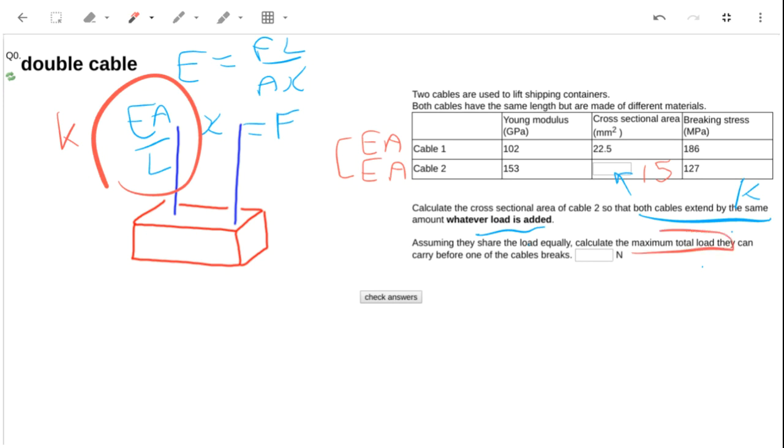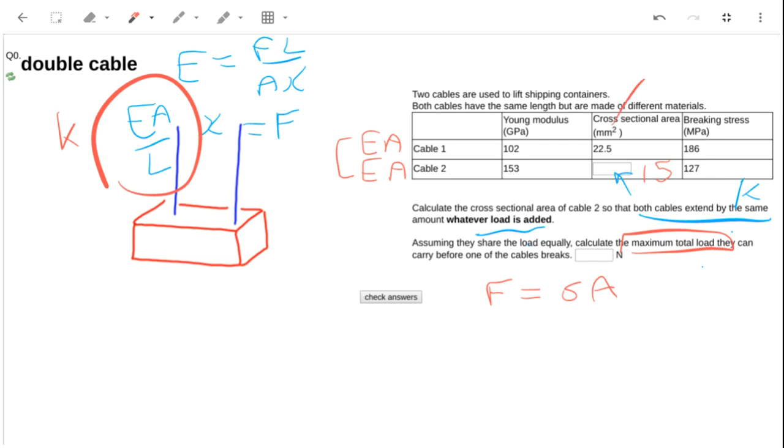Calculate the maximum total load they can carry. Well, assuming they share the load equally. So essentially what we're doing here is working out the breaking force, which is the breaking stress times the area. And we can do that for both of these, making sure, I suppose, that I've got the correct units.